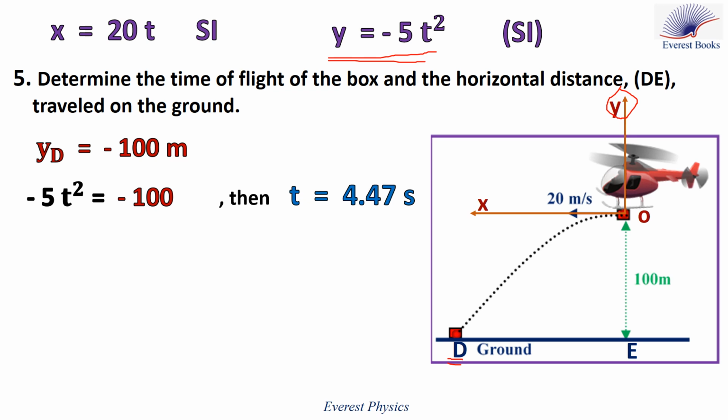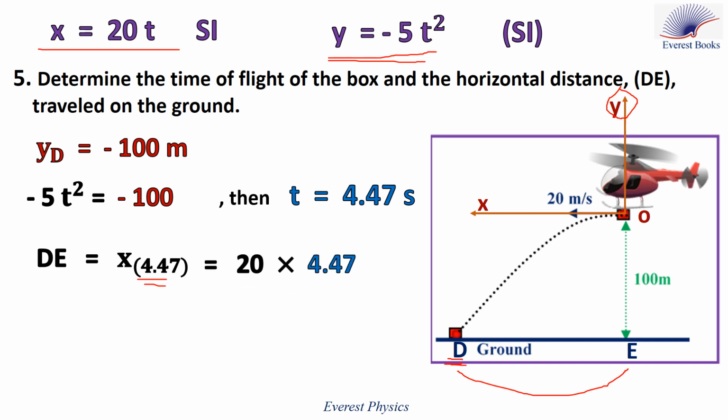Now, we want to calculate the horizontal distance dE. The horizontal distance dE is the abscissa of point D. So let's use this equation. And dE is the abscissa of the box at time 4.47 seconds. Then the distance is 20 times 4.47 seconds. Therefore, dE equals 89.4 meters.